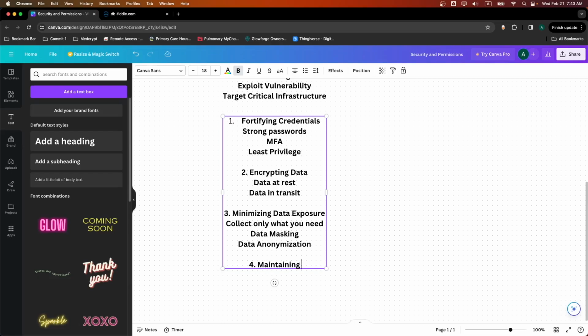Then we have maintaining system integrity. The fourth best practice is that you need to maintain the system integrity, and that could involve backups. Implement a robust backup strategy to create regular backups of your database. And another one is going to be vulnerability management.